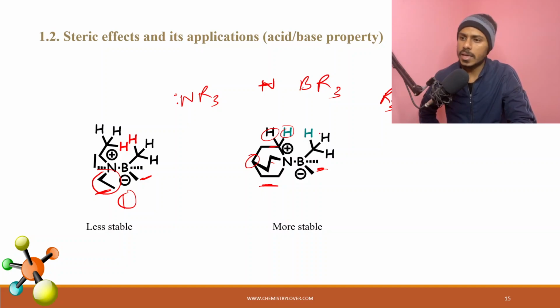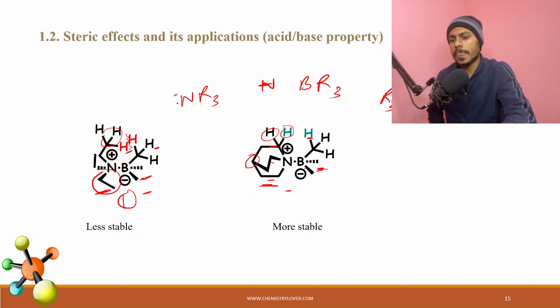cyclic side are apart from the hydrogen atoms of the methyl group of the boron. Whereas in the first compound, the ethyl groups of triethylamine can move freely, so they will encounter the hydrogen atoms on the methyl group of the boron compound, and this will create steric hindrance. That means adduct 1 is less stable and adduct 2 is more stable. So that makes triethylamine less basic and this cyclic amine more basic. This is the effect of steric hindrance on basicity, of course.